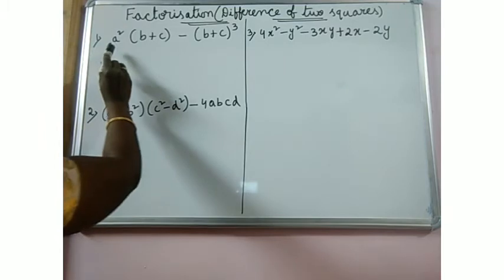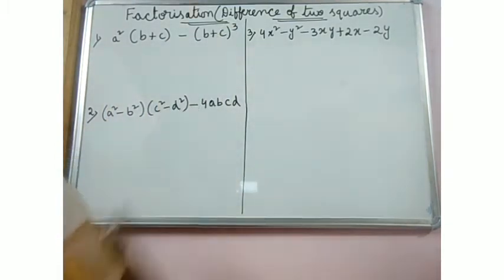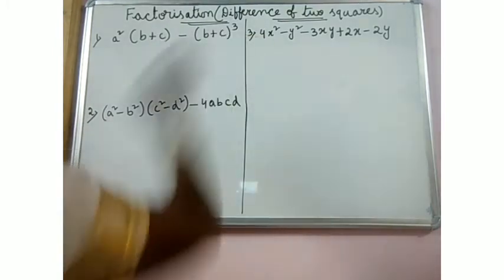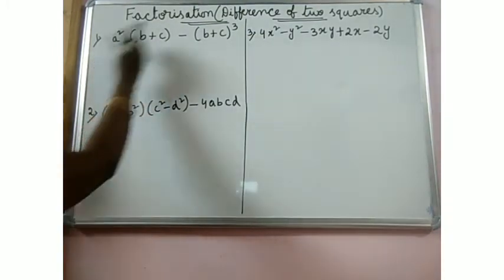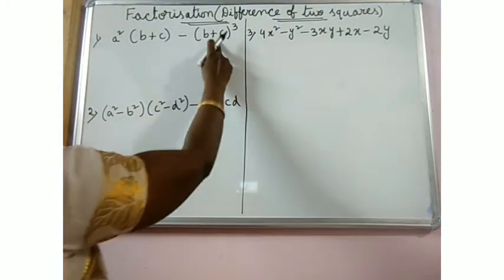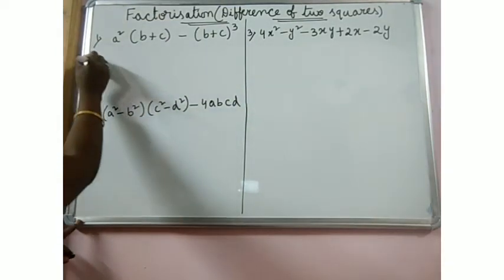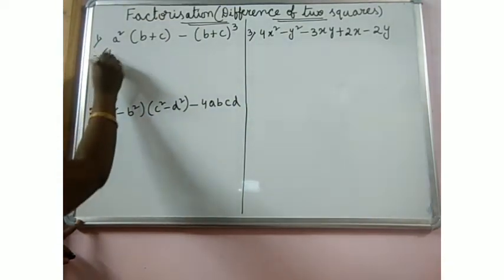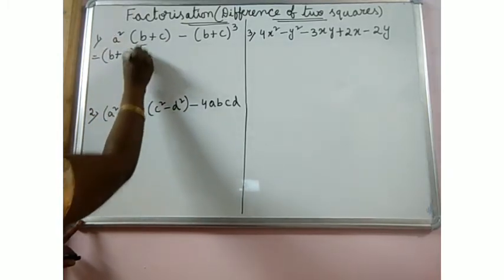First one is a square into (b plus c) minus (b plus c) whole cube. How to factorize? I have written 3. How to factorize this? Let me explain you. See, this is one term, this is another term. b plus c is here, b plus c whole cube is there. That means b plus c is common. This is equal to b plus c is common, and here only a square is there.